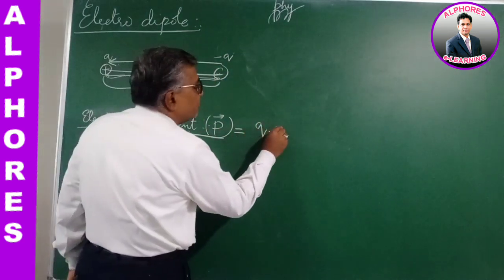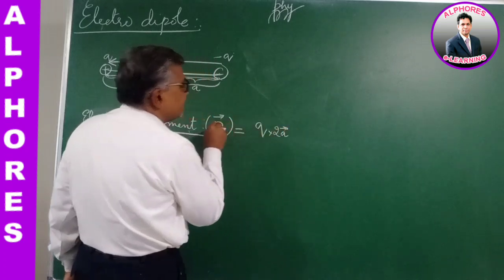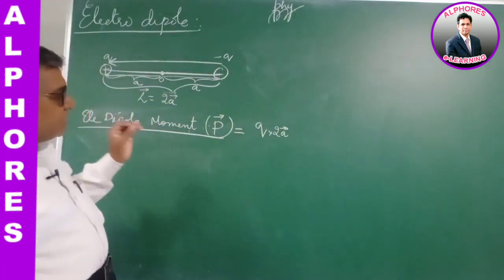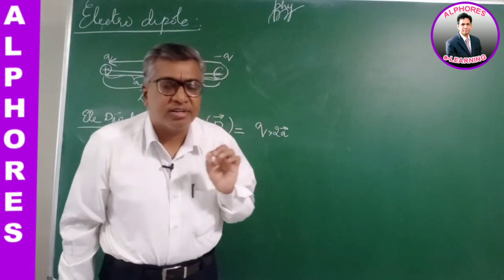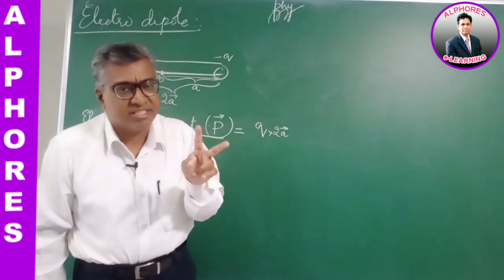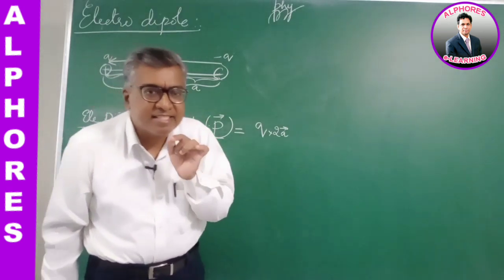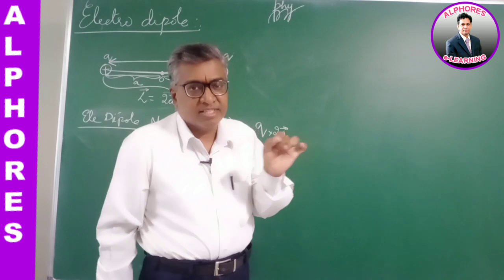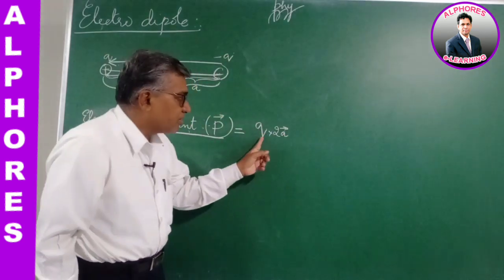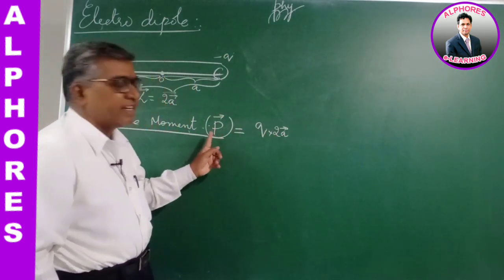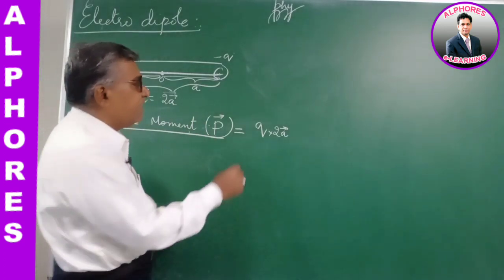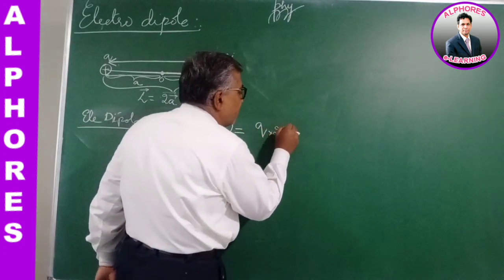Here 2a is a vector, so this is a vector. So electric dipole moment is the product of either of the charges in the dipole and the separation between them. The product of these two is called electric dipole moment, P bar. It's q into 2a bar.